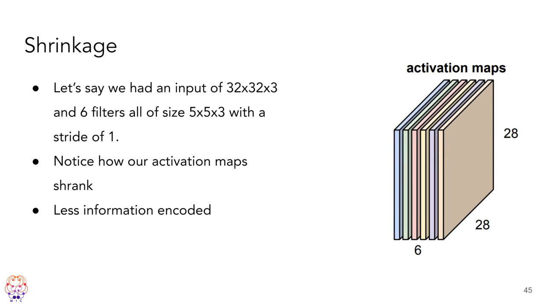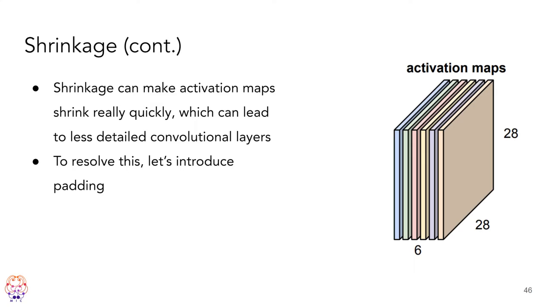Alright, so shrinkage. As you can see, the activation maps are always smaller than the input, so 28 by 28 from the 32 by 32 by 3 image. And so the amount of data that you have is shrinking, and that means that there's going to be less information encoded in the data, so you're losing a little bit of information. And this can be a problem when you have a lot of layers and a lot of activation maps stacked on top of each other. So to resolve this, we can use something called padding.